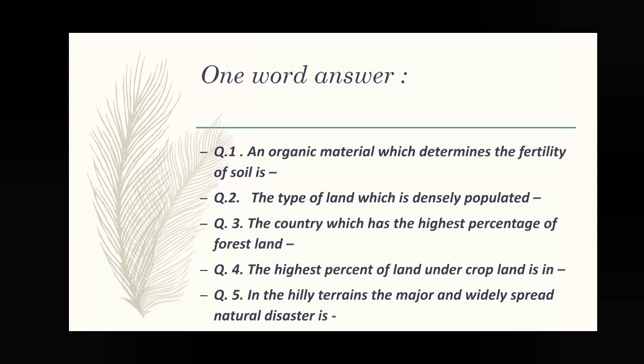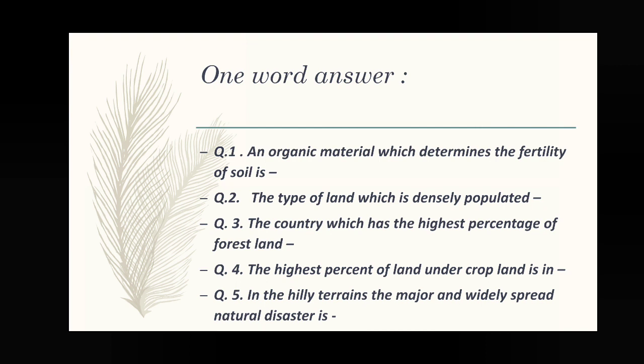Next part, one word answer. An organic material which determines the fertility of soil: organic material is related to living things. Second question: the type of land which is densely populated.